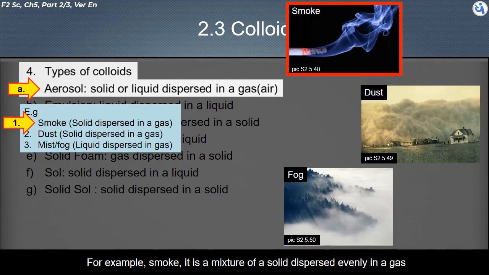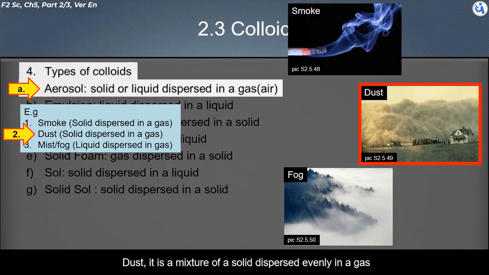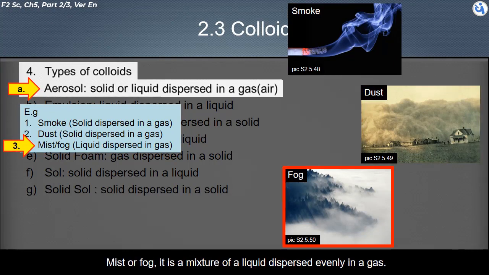For example, smoke, it is a mixture of a solid dispersed evenly in a gas. Dust, it is a mixture of a solid dispersed evenly in a gas. Mist or fog, it is a mixture of a liquid dispersed evenly in a gas.